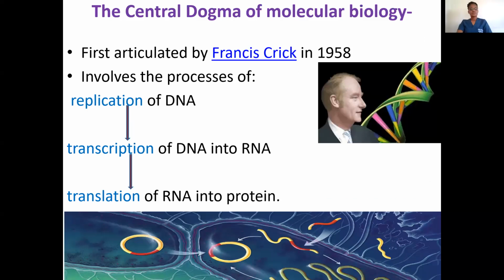For the central dogma of molecular biology, it was first articulated by Francis Crick in 1958, and it just involves processes from replication of DNA, transcribing the same DNA into RNA, and then translation of this RNA into protein, our protein of interest.